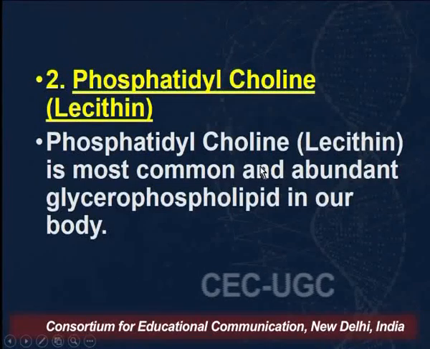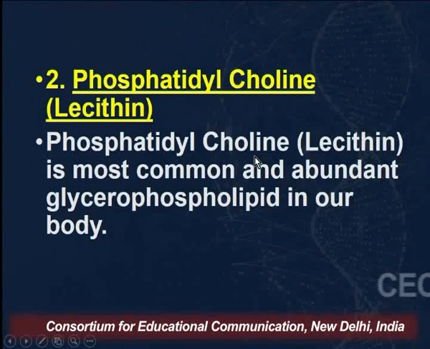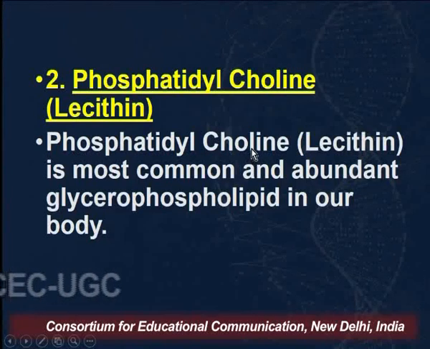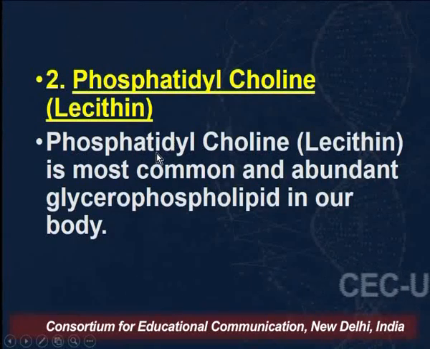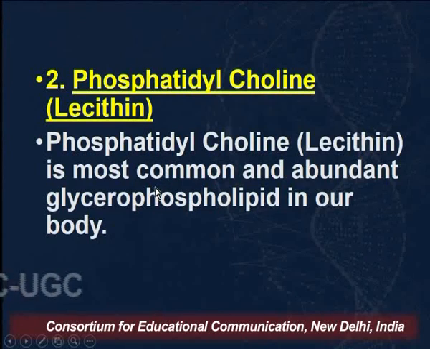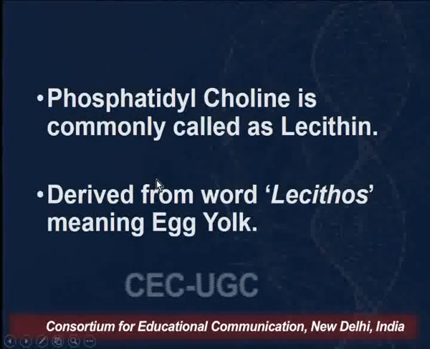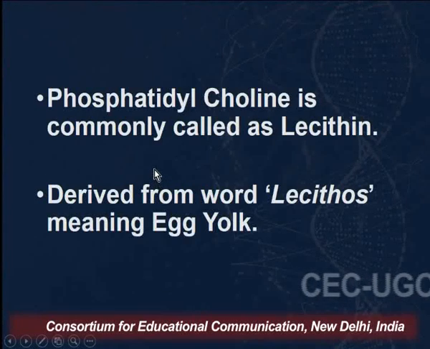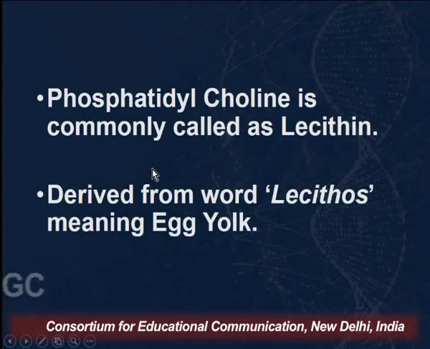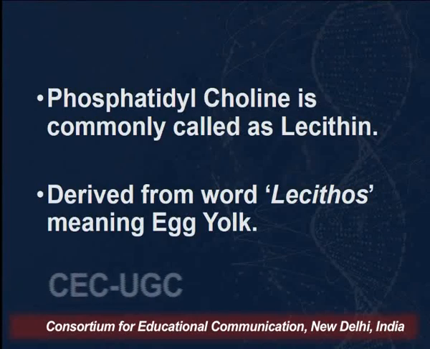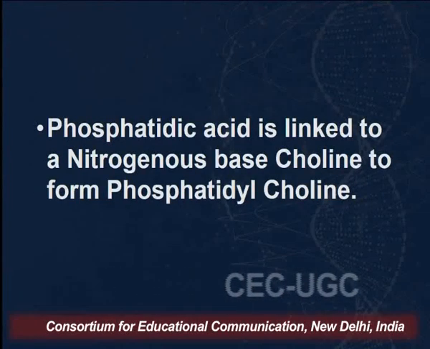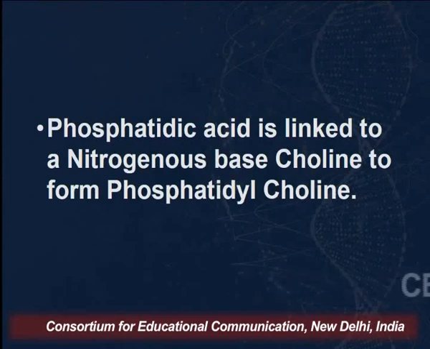The first derivative that we have to talk of now is phosphatidylcholine. Phosphatidylcholine is also known as lecithin, and this is the most common and abundant glycerophospholipid in our body. Why is it called lecithin? Because it is derived from the word lekithos, meaning egg yolk. It was isolated from egg yolk, so it is known as lecithin.